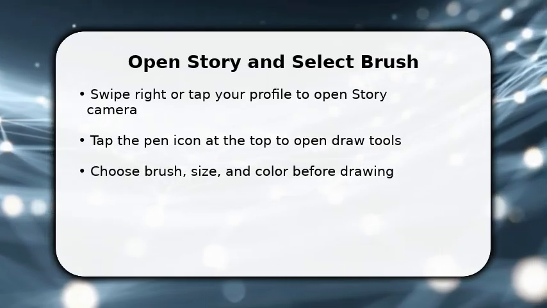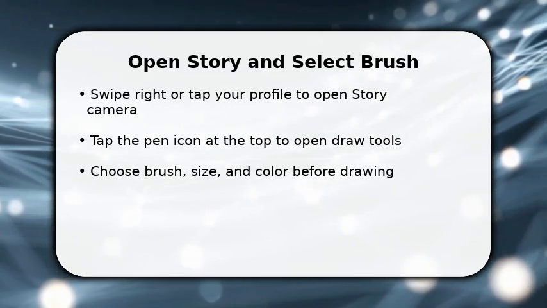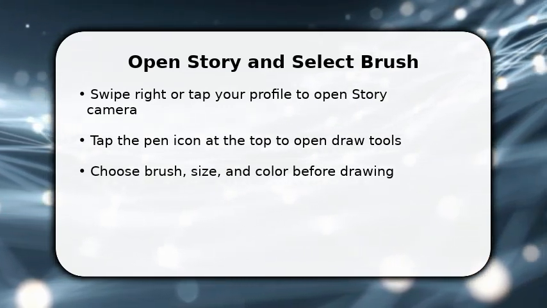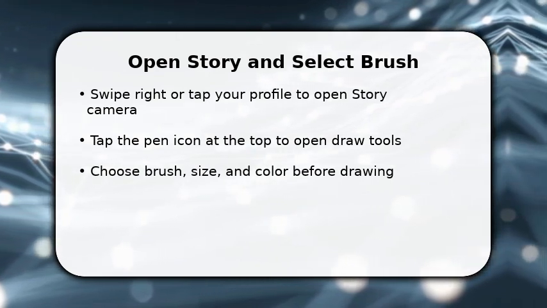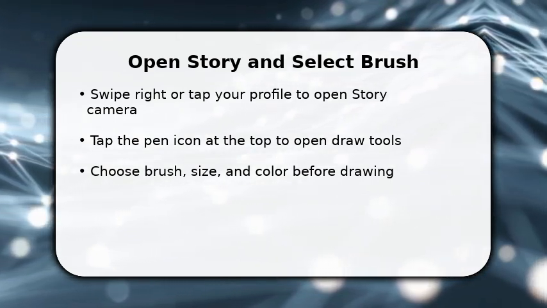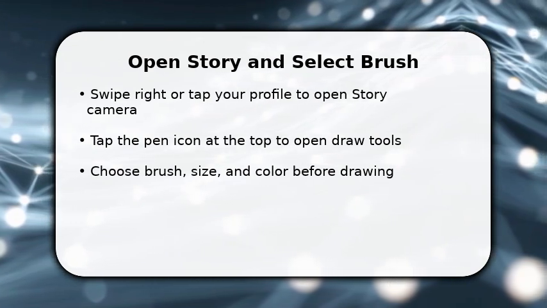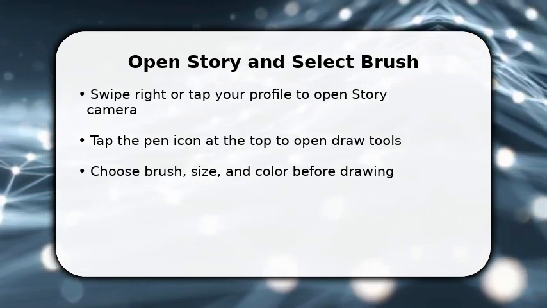You start by opening the story camera. Swipe right or tap your profile picture to begin. Once done, tap the pen icon at the top to reveal the draw tools. Make sure to choose the brush type first, marker, neon, or eraser, then adjust the size with the slider.